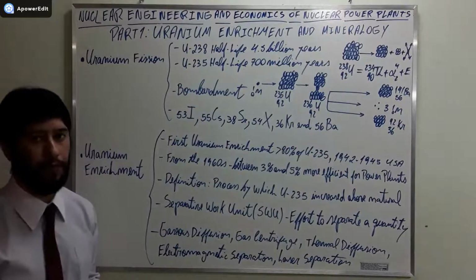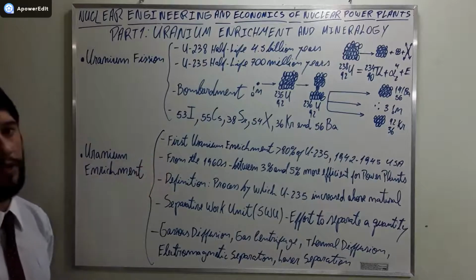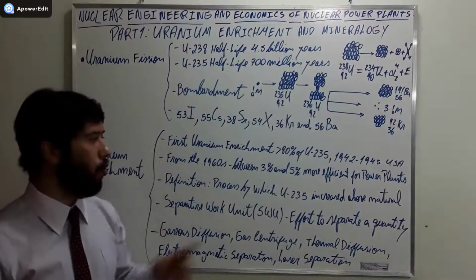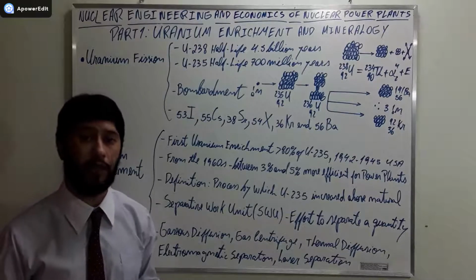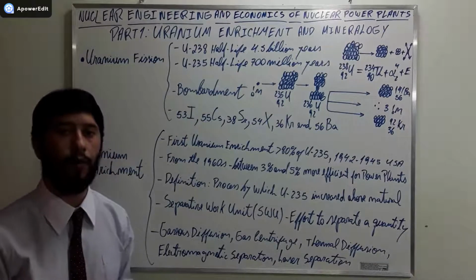Uranium enrichment. The first uranium enrichment program was carried out by the United States for the production of the atomic bomb during World War II.